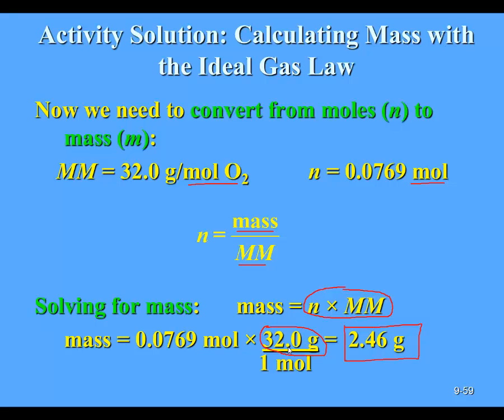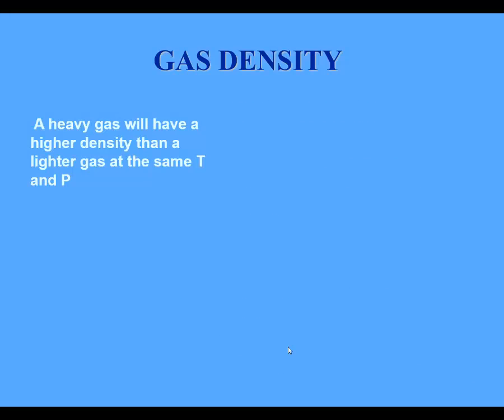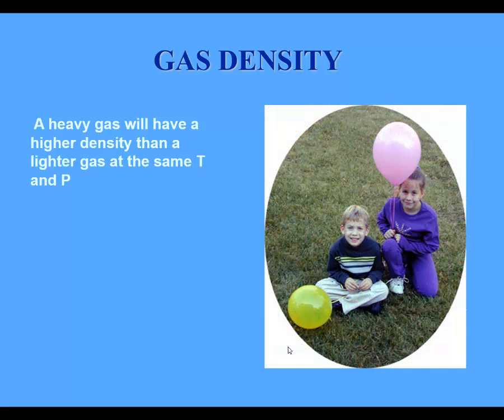Okay, so for the last part of the discussion today, I'd like us to look at gas densities. When I'm looking at gas densities, I should realize that a heavy gas with a higher molar mass will have a higher density than a lighter gas with a lower molar mass, assuming that the temperature and pressure for the two gases are identical. Here's an example of a balloon that contains helium, and here's a balloon that contains argon gas. The argon gas is more dense than the surrounding air. The helium gas is low density, it has a smaller density than the surrounding air.